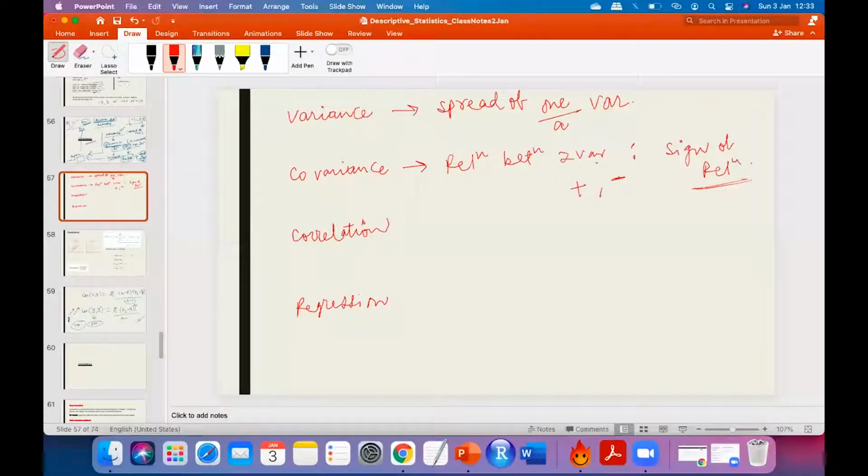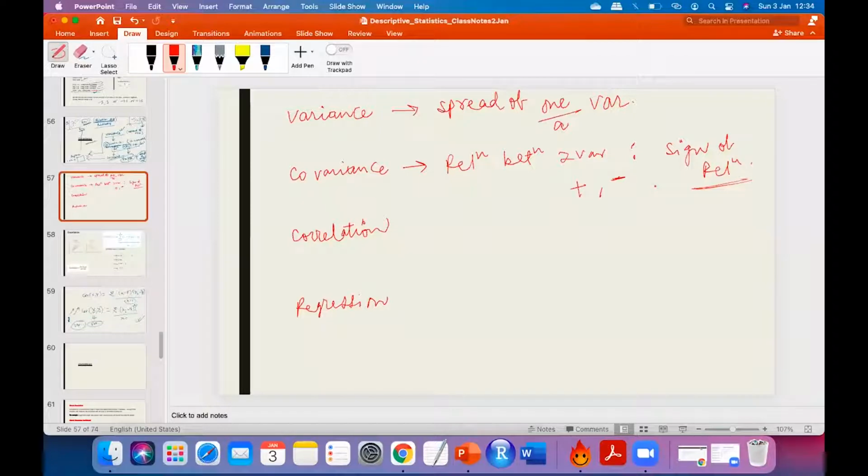Positive means if one is increasing, another one will also increase. If one is decreasing, another one will also decrease. On the other hand, negative relationship means if one is increasing, another one is decreasing, and vice versa. Clear till here?